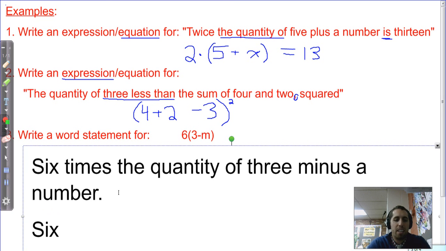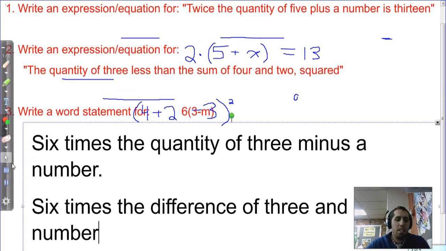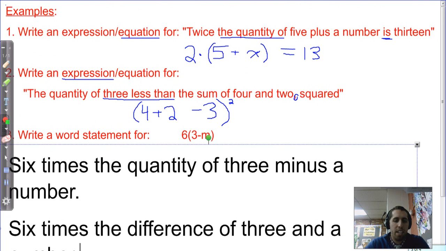Or we could also say 6 times the difference. And if we're saying 6 times the difference, it's telling us find the difference first, do that in parentheses, find the answer, and then multiply times 6. 6 times the difference of 3 and a number. So these are all good to go. Hopefully you've copied down these notes that I've put and these examples that I've included. So you're going to get full credit.